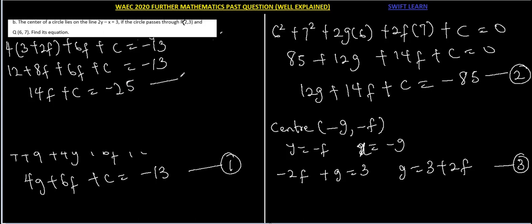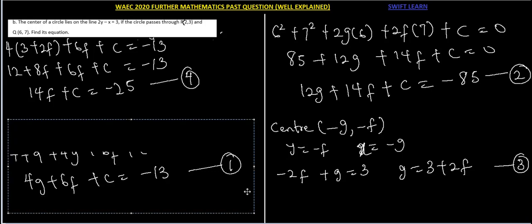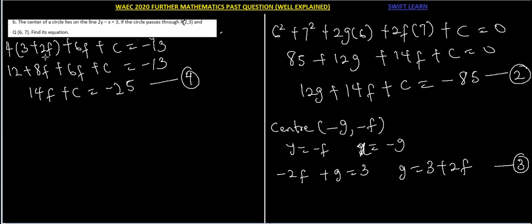So this is our new equation. You can call it equation 4. For this one, to do the same thing, okay, let's rub this off now. Okay, for this now we have 12. So don't forget, wherever you see g, I'm talking about this, you put 3 plus 2f plus 14f plus c equals to minus 85.